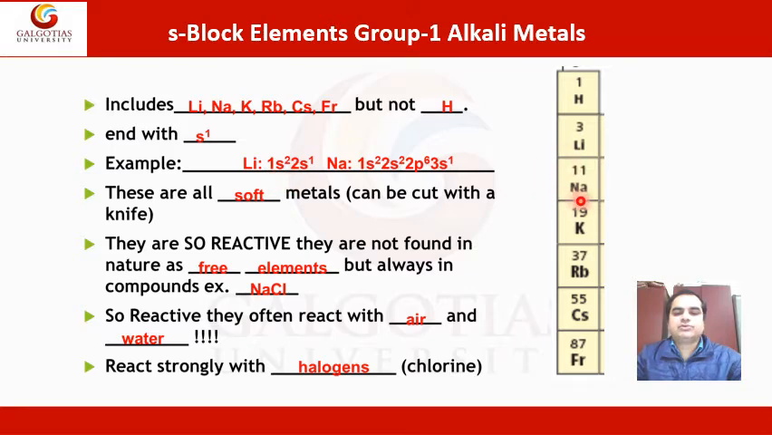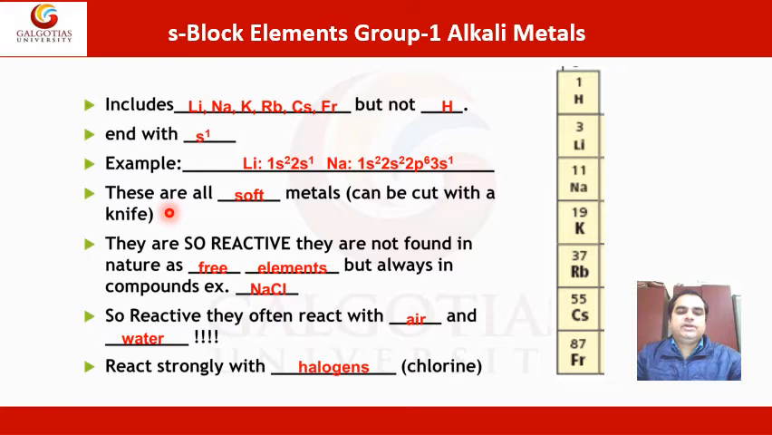Similarly, if we take sodium, with atomic number 11, we can write the electronic configuration 1s2 2s2 2p6 3s1. As we can see, the last electron enters the s orbital, and there is only one electron in the last orbital. That's why they belong to the first group of s-block elements in the modern periodic table.